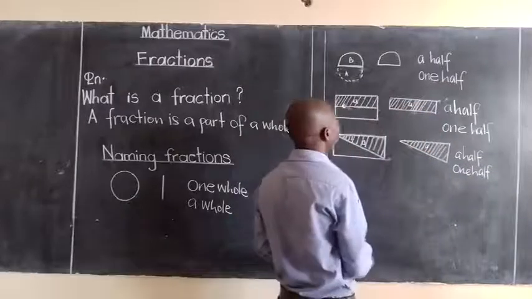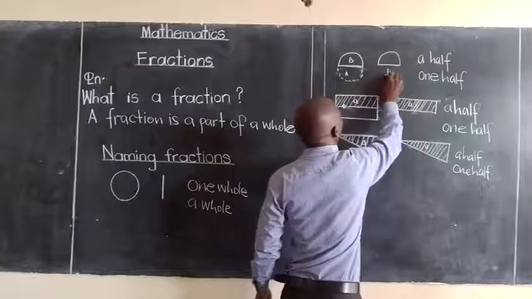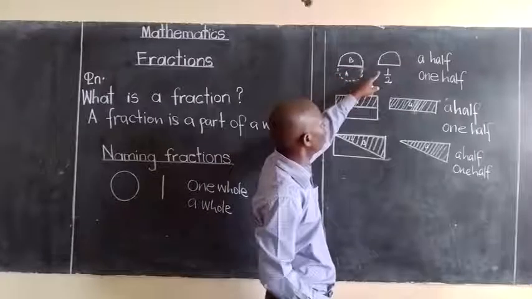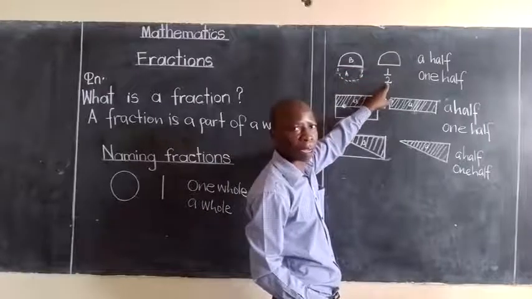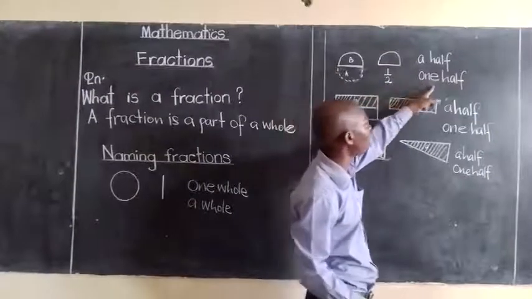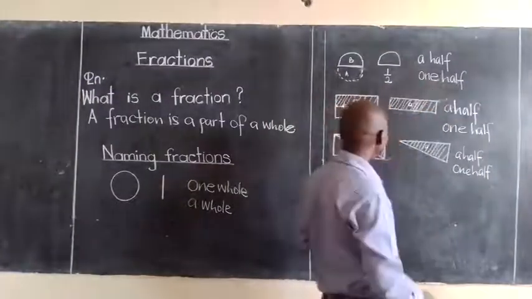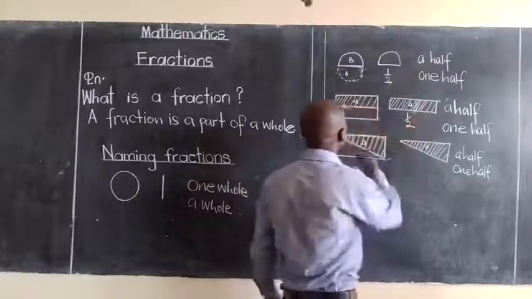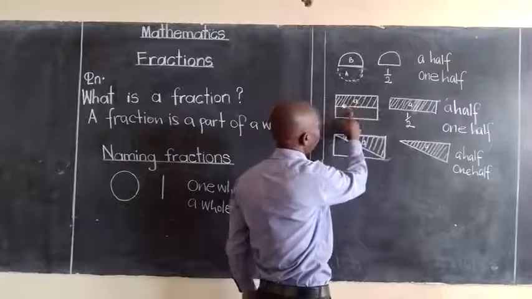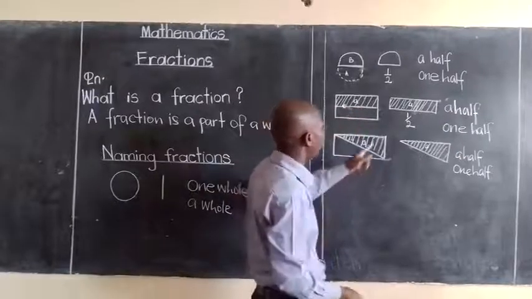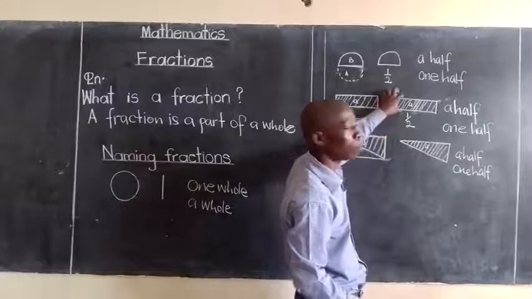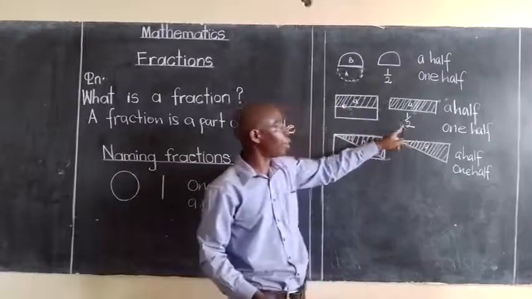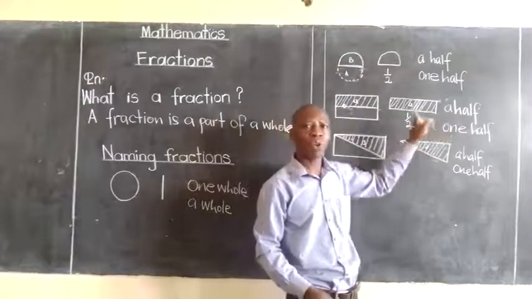So in the figures, this is written as 1 out of the 2 parts. There are 2 parts, you have A and B. So this one is written as 1 out of the 2 parts, which is read as 1 half or a half. Then this one also 1 out of 2. We have shaded 1 part. So we may call it a half or 1 half.